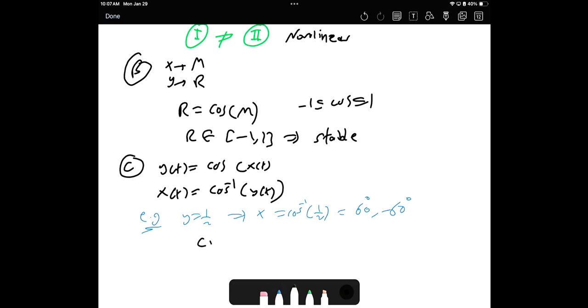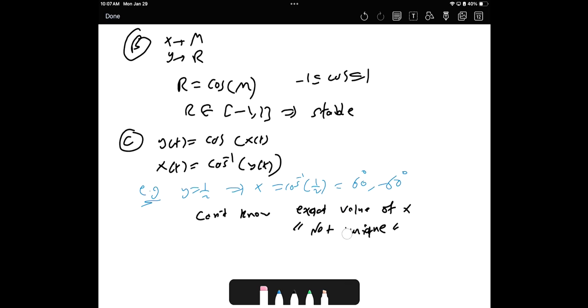So we can't know the exact value of x, because x should be a unique value. Basically, it's not unique, so we will say it's non-invertible. Okay? So this is an example of non-invertible: even though there's a way to find x, the value is not unique.